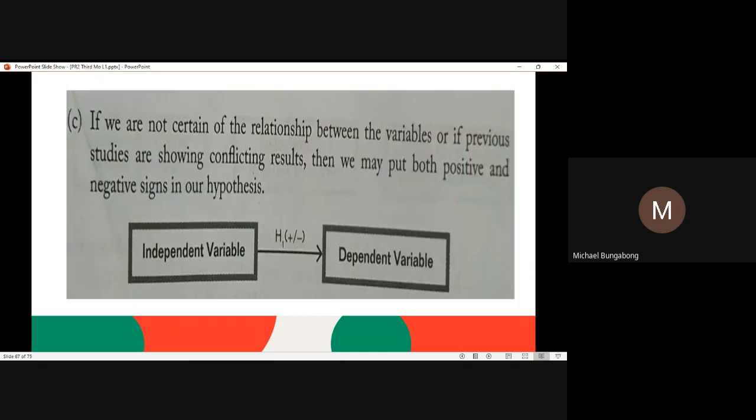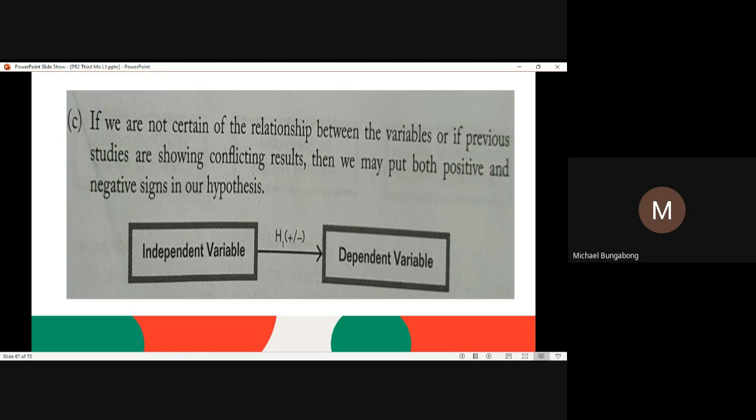Okay. So if you are not certain of the relationship between the variables, or if previous studies are showing conflicting results, then we may put both positive and negative signs in our hypothesis. So, sir, this is necessary ba? Kunwari, you're going to ask me, possible ba 'tong mangyari? Yes, it is. It is possible, pero hindi lagi nangyayari, no?